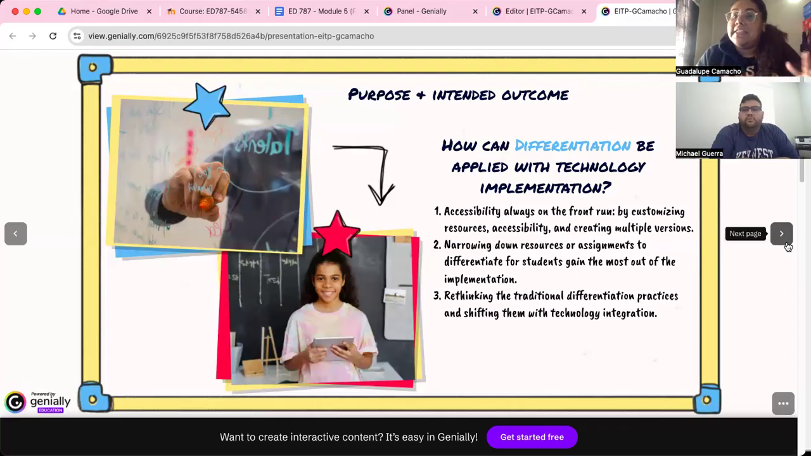So that's why it's not just that we're doing this for every little thing. It's which one is going to make sure we get the most out of it. And then the last one is more like us reframing or rethinking our mindset as teachers, rethinking the traditional way we do things and shifting them with technology integration.